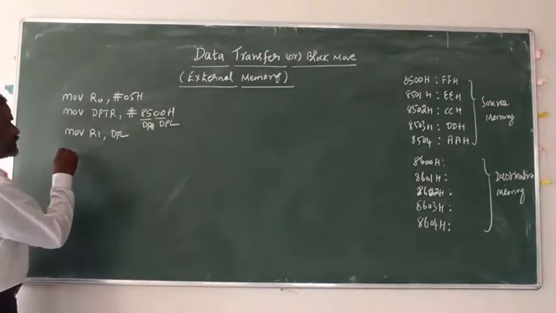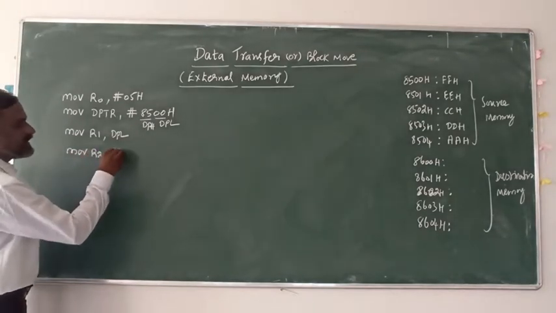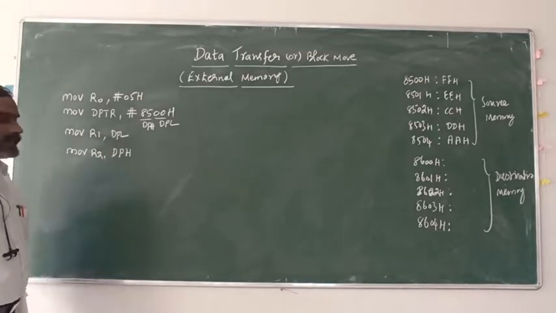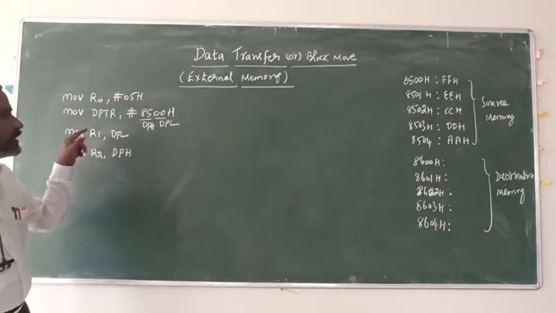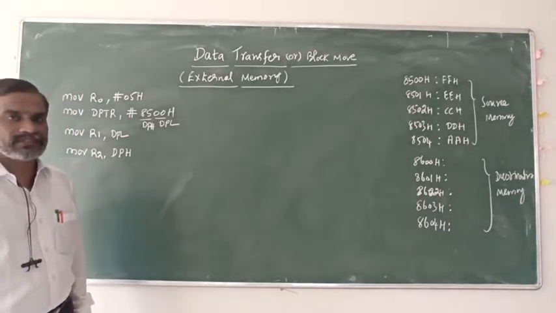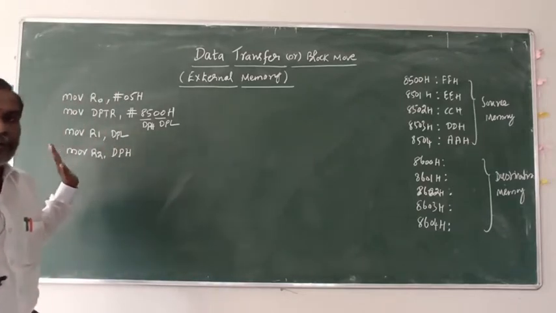Next, MOV R2, DPH. 85 is moved to the R2 register. In registers R1 and R2, the 8500 address location is available. The 8500 source memory address location is available.